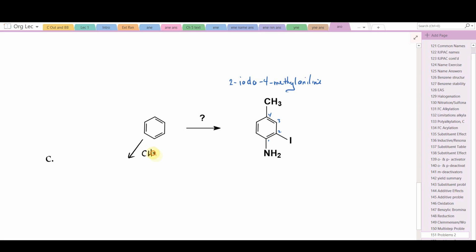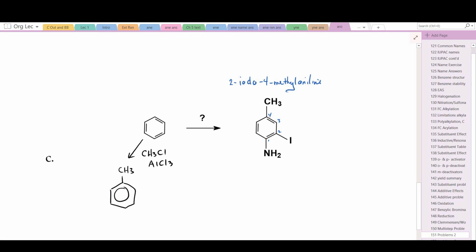Methyl chloride, aluminum chloride catalyst, Friedel-Crafts alkylation reaction, gives us toluene. This methyl group is activating and ortho-para-directing. If we iodinate now, we're going to get iodine ortho or para to the methyl group. That's not going to work.